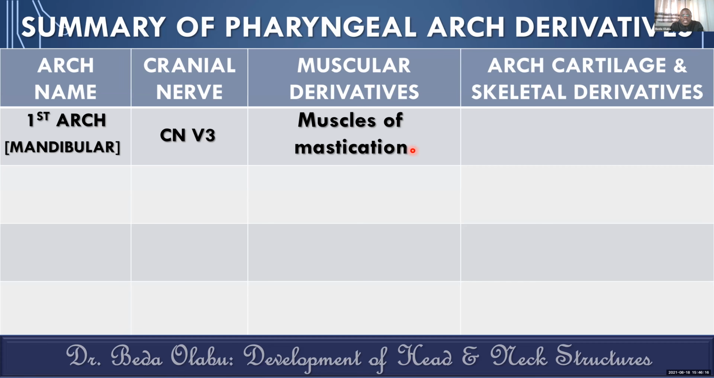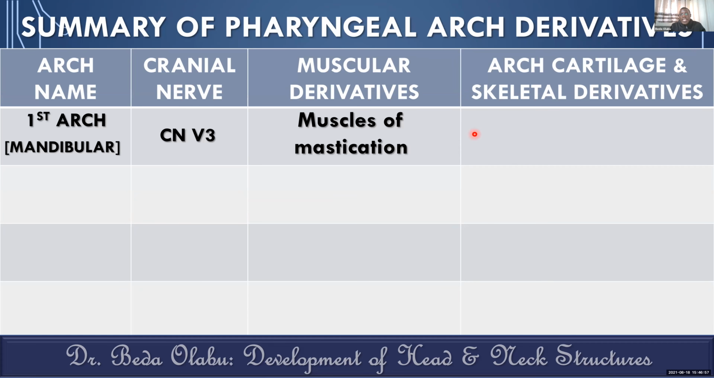We have the tensor veli palatini muscle. As the name suggests, it tenses the palate. So it comes from the first pharyngeal arch. And lastly, we have the tensor tympani muscle. That one tenses the tympanic membrane. It is also derived from the first pharyngeal arch. So those are the musculatures derived from the first pharyngeal arch, apart from muscles of mastication: anterior belly digastric, tensor tympani, and tensor veli palatini.